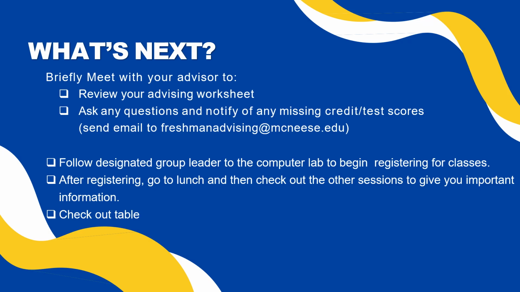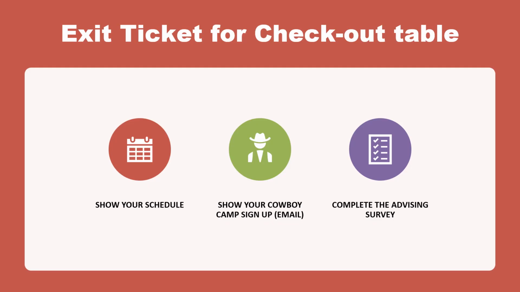So when you're at the checkout table, they'll ask you to show your schedule if you were able to register today. If you were not able to register and you needed to change your major, show them the email that you completed the change of major form. You will also show your Cowboy Camp sign up, which is an email that should have been sent to you once you signed up for Cowboy Camp, and complete the advising survey. So once you're at the table, you'll show this, you'll get your sign, and you'll be done for the day.